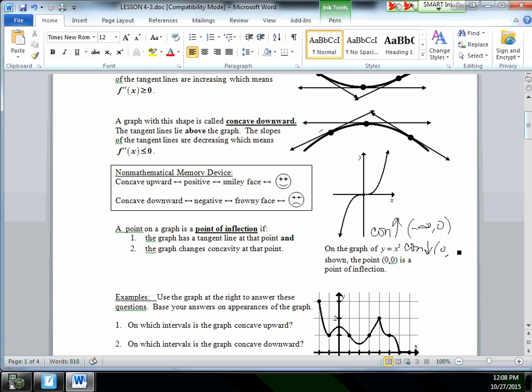concave down from 0 to infinity. And wherever it changes concavity, that is what we call a point of inflection. So right there, (0, 0) would be my point of inflection. We'll talk a little later on about how to find it using calculus, but you can look at the original function and determine concavity as well. We're going to practice a little more of that on the next graph.